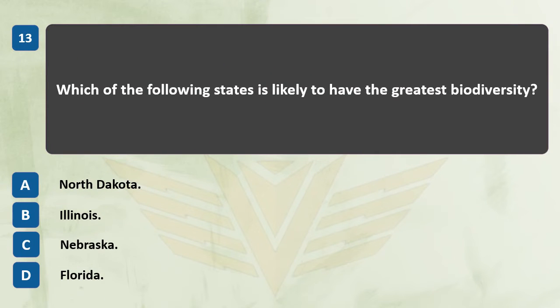Which of the following states is likely to have the greatest biodiversity? A. North Dakota. B. Illinois. C. Nebraska. D. Florida. Answer: D. Biodiversity tends to increase with warmer climate. Florida is the warmest state of those listed, so choice D is the correct answer.